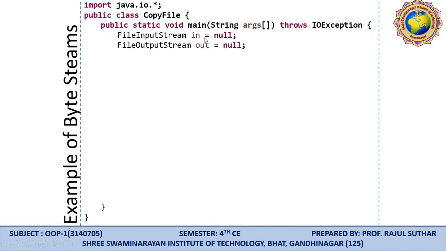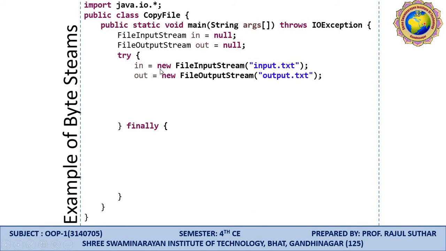Here FileInputStream in = null, and the output stream is also null. We are working with a try and finally block. Finally is a block; if we work with finally, it will always be executed. In = new FileInputStream("input.txt"). One is for input, one is for output: reading the file as well as writing the file. Out = new FileOutputStream. The output stream is used to write the file.